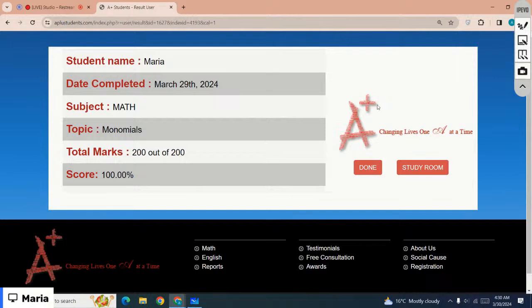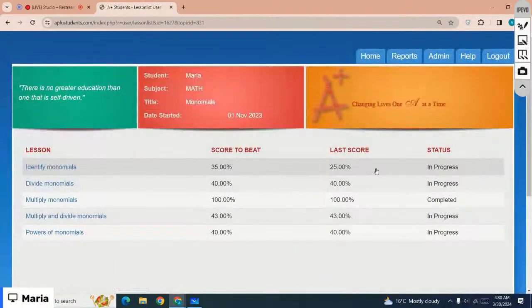Okay, we are done with the lesson. Let's just start with the next lesson. The next lesson is powers of monomials. Let's just start with the next lesson. That is powers of monomials.